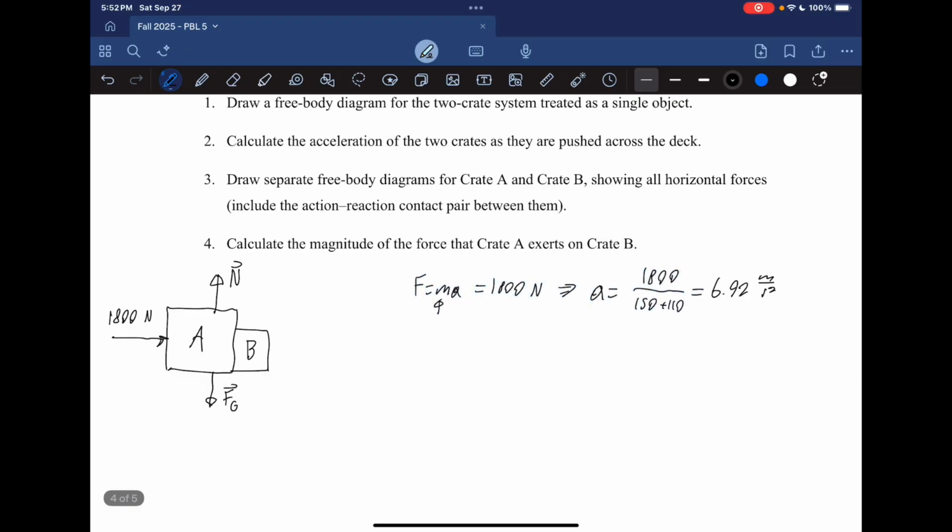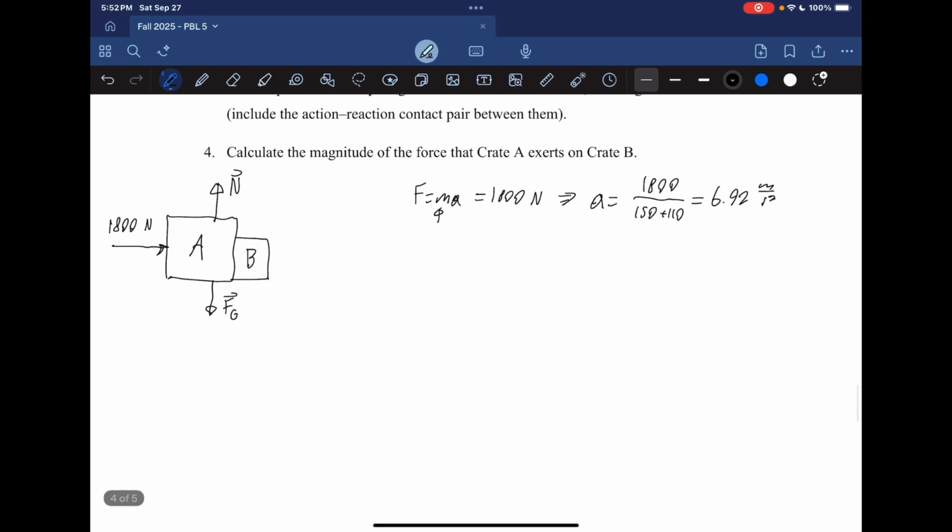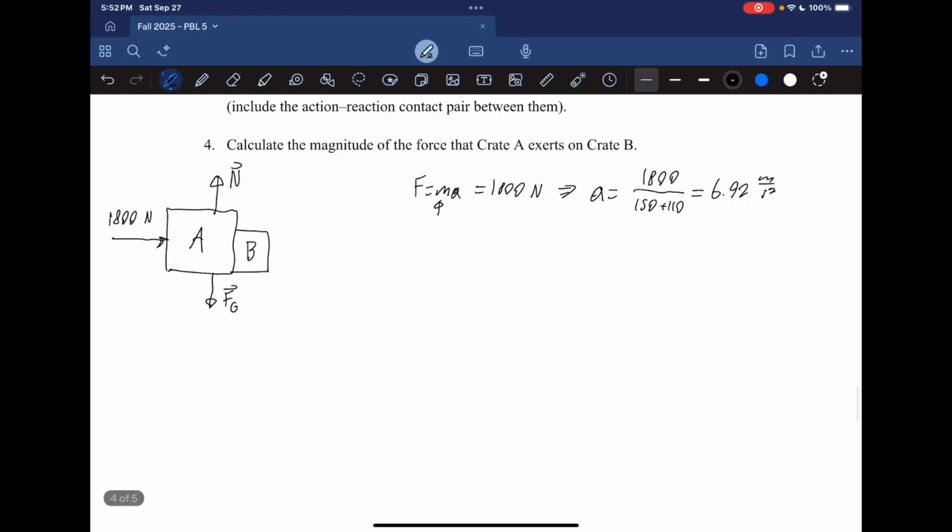Question 3 says to draw separate free body diagrams for crate A and B, showing all horizontal forces, most importantly, including the action-reaction contact pair between them. The action-reaction contact pair is the same as the normal force and the force of gravity. The same way that normal force prevents the force of gravity from pulling something through the floor, the action-reaction contact pair between the boxes is going to prevent the boxes from just sliding through each other.